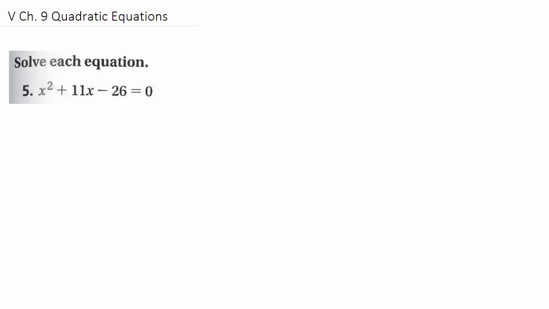All right, so for chapter 9, we're extending what we learned in chapter 8. We're going to solve this first one by factoring. The only difference is that this isn't a quadratic expression. We're not just factoring it; we're actually solving it.